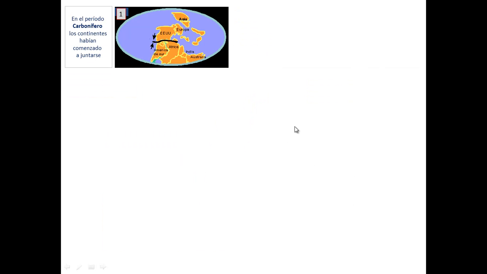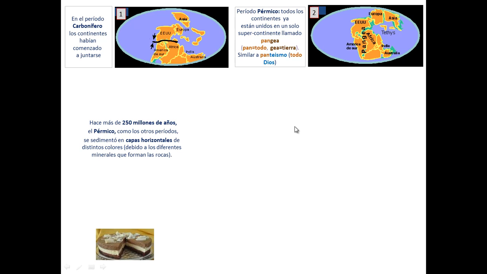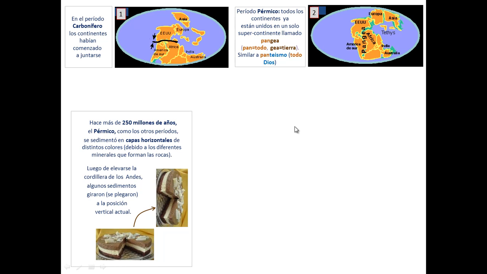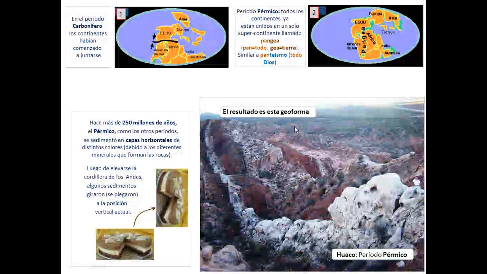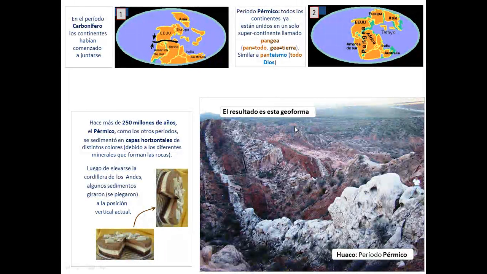Now, in the Carboniferous period, the continents started to get closer and closer, and at the end of the Paleozoic era, the period called Permian, all of the continents were already united in one supercontinent called Pangaea. So more than 200 million years ago, in the Permian, like in the other periods, the sedimentation was in horizontal layers. But after the big range, the Andes, arose, the continent took this vertical position, and the result is this geoform, which, as you can see, has different colors vertically, but what you look at vertically right now was horizontal 200 million years ago.